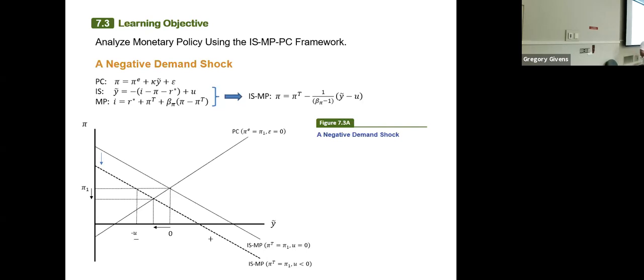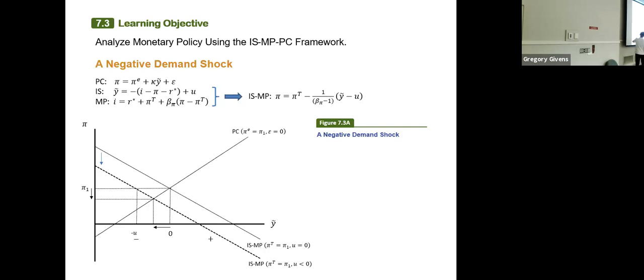So you guys can look at the graph there and see what's going to happen in equilibrium. We're going to move from this point here, the initial intersection, to the new intersection point, all right? Now, you will notice that the new equilibrium point has a lower output gap and a lower level of inflation. So what the model predicts is that a negative demand shock is going to send us into a recession. The output gap is going to fall and inflation is going to fall below target.